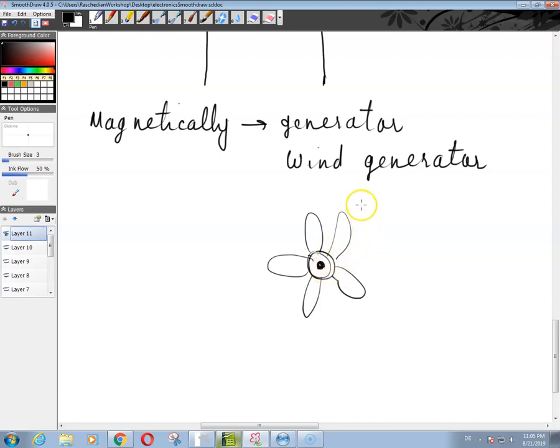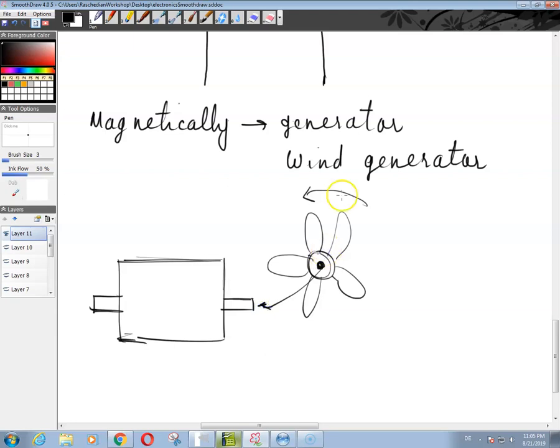So when the fan starts turning using the force of the wind, then this shaft, which is connected to something like an electric motor, starts rotating as well. Now inside this motor, there is something called a stator. There is something called a rotor.